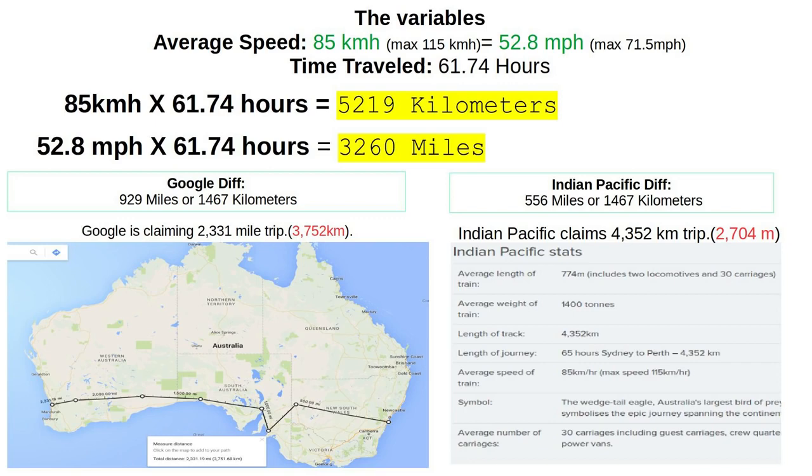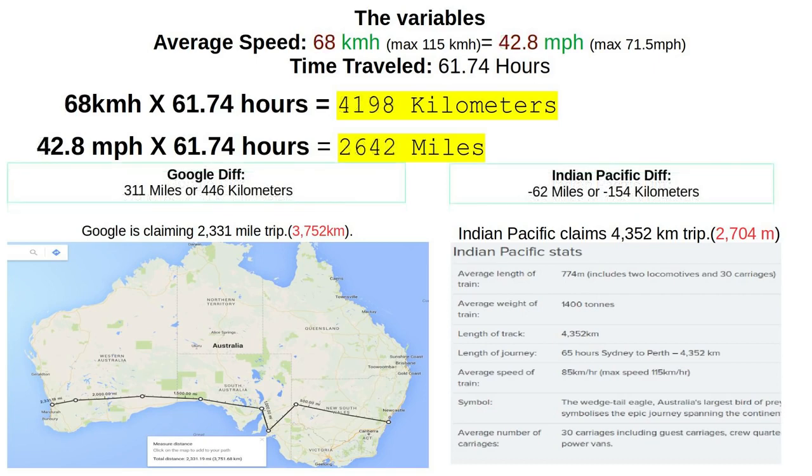So the average speed and the time it took will tell you, regardless of what the track is, the distance they traveled, if the average speed of the train is correct. Now, if the track was truly all winding so much, then the average speed would be lower. Okay, so I decided to calculate it at 10 miles per hour less. So I put it at 68 kilometers per hour. I recalculated all this, at 42.8 miles per hour.